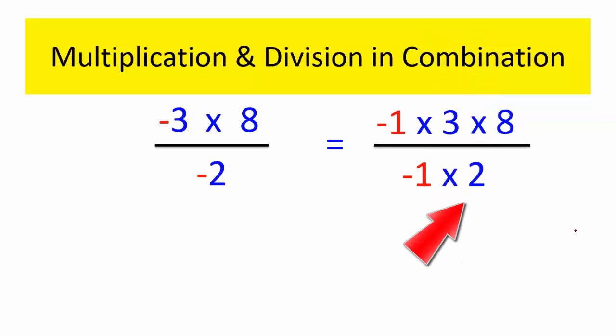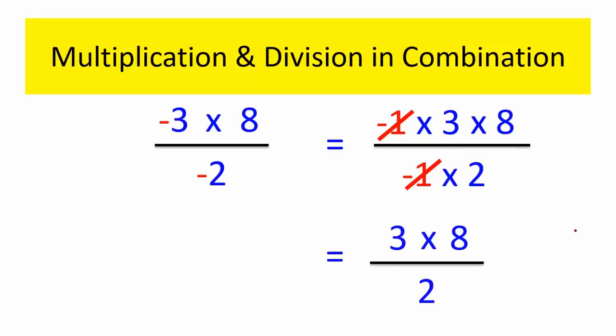That's how you get a 2 to be a minus 2. You multiply it by minus 1. I've got a minus 1 on the top line. I've got a minus 1 on the bottom line. What's going to happen to those two numbers? They'll just basically knock each other out. In which case, I'm left with 3 times 8 over 2.